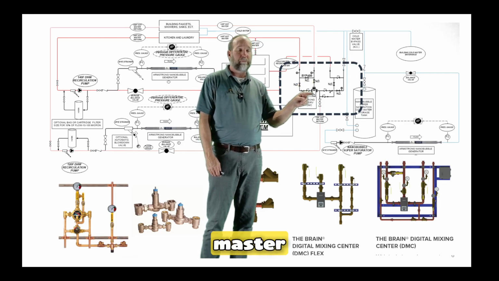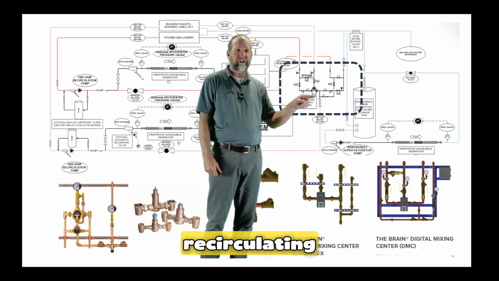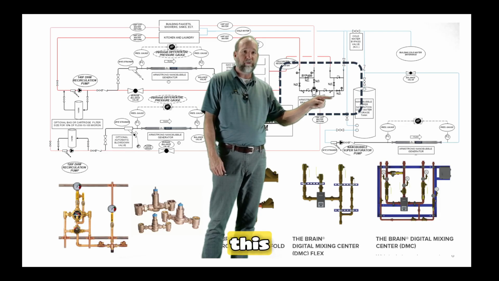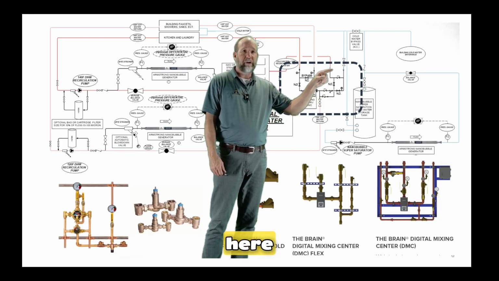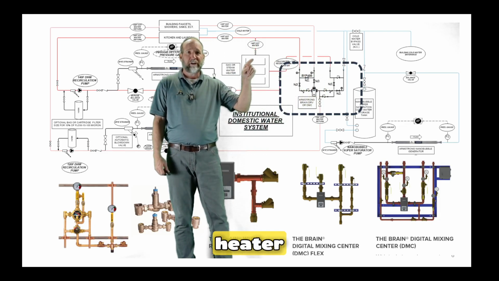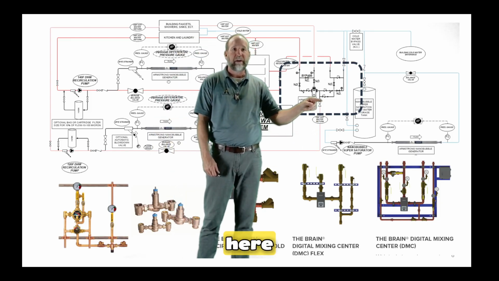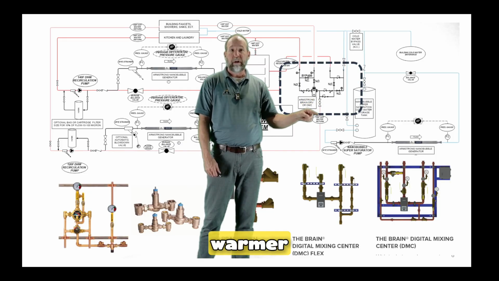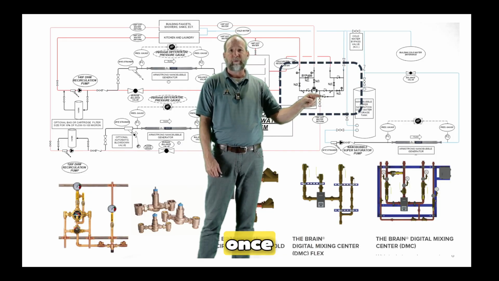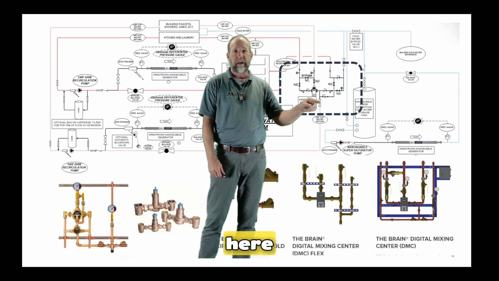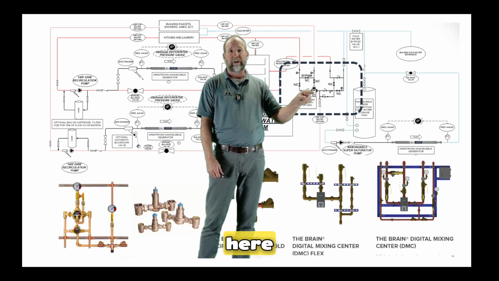What this master mixing valve, this digital recirculating valve, does is it decides, okay, I need to add some heat to this water. So it actually redirects this water. It sends some of this water back up this line, over here, through the water heater, picks up some heat, flows back around, comes back over here. Now the water's getting a little bit warmer. We're starting to get close to temperature. Once we're up to temperature, it shuts off the flow so it doesn't go through here, and it just allows that water to come through here.